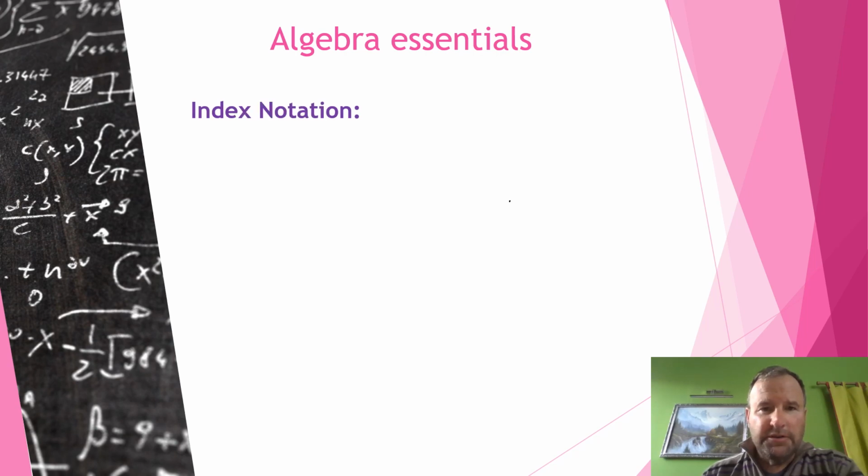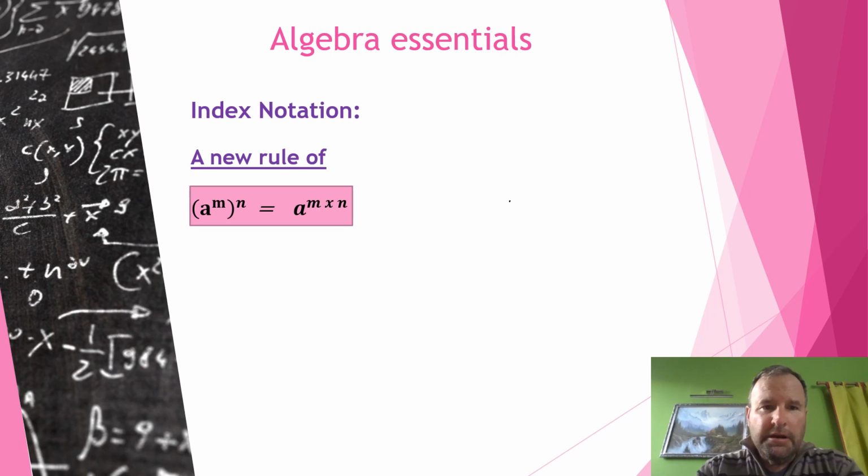Here's confirmation of the new rule. The new rule here is a base to the power n, outside the power m. What happens is we multiply the number n by m when we have this set up, and that's a new rule we must abide by.